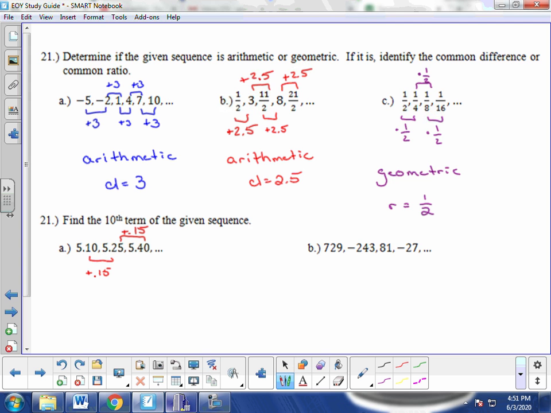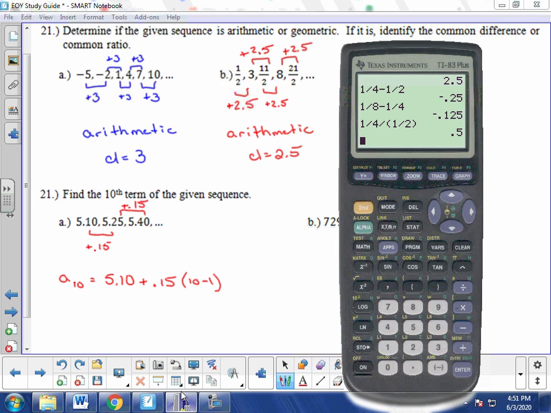To find the 10th term, remember, to find the nth term of a sequence, we take the first term, so 5.1, plus the common difference. Our common difference is 0.15 times n minus 1. And so if we want the 10th one, this would be 10 minus 1. So we can do this in our calculator. This would be 5.1 plus 0.15 times 9. And so the 10th term, a sub 10, would be 6.45.